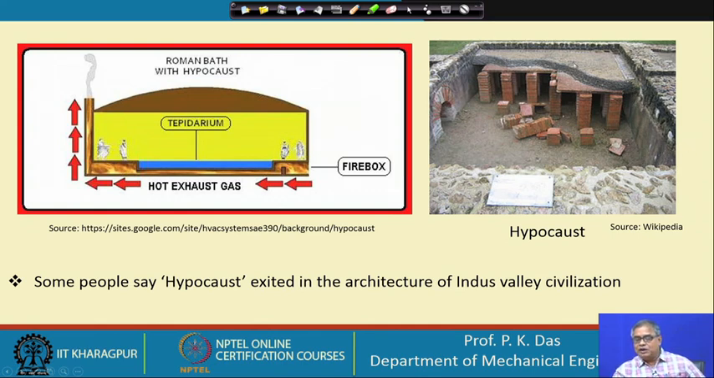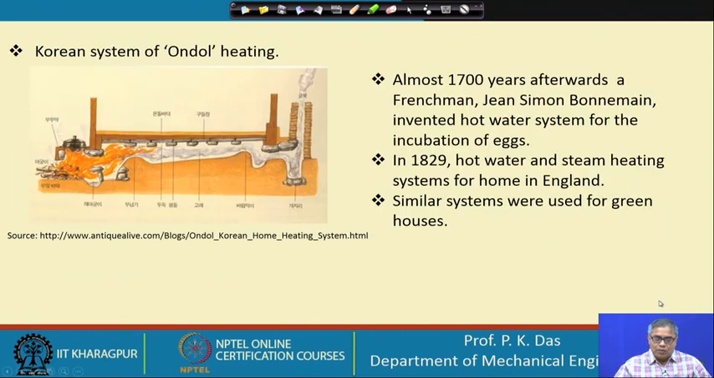Below this there is a stone structure through which the hot products of combustion pass, and at the top of this there could be a room or a bath which is kept heated. This structure is called a hypocaust, and some people say this architecture is also common in the Indus Valley civilization, but it has not been authenticated. The Roman structure, the ancient Roman architecture, has been discovered in many places.